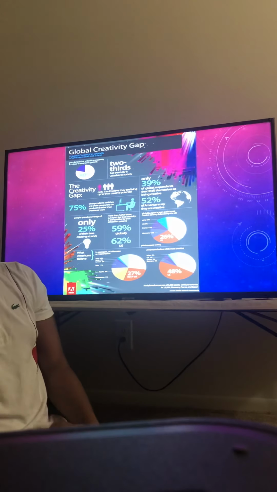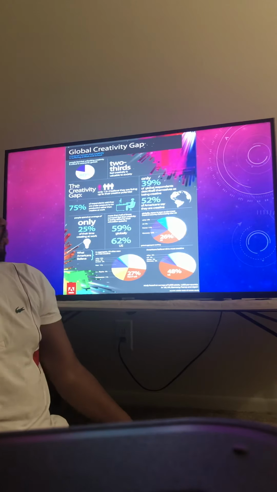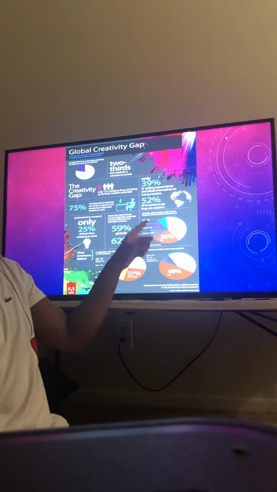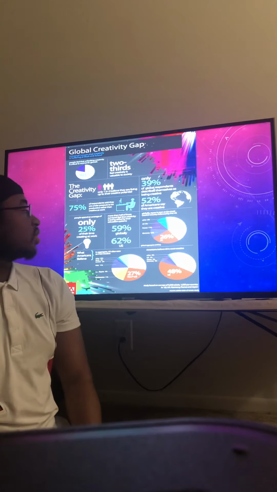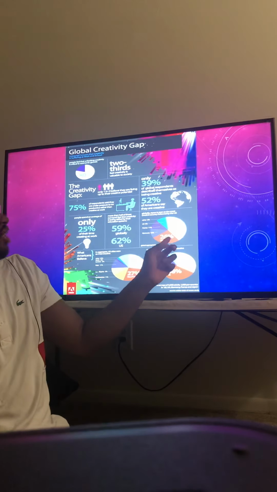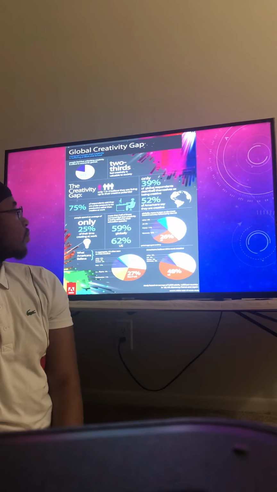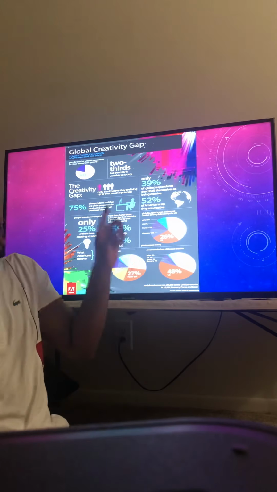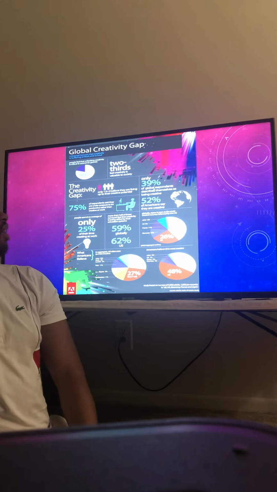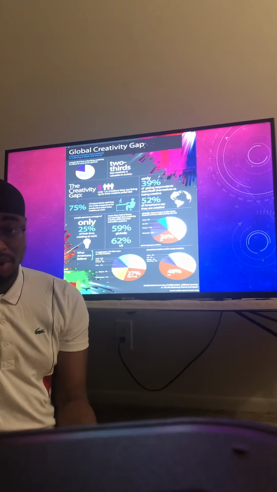Now, when it comes to the global creativity gap, I just wanted to point out this one right here. Globally, Japan is seen as the most creative country, followed by the US. Even though it's 26%, Japan is still at 36%. And also here, where it says 75% of respondents say that they are under pressure to be productive rather than creative at work.